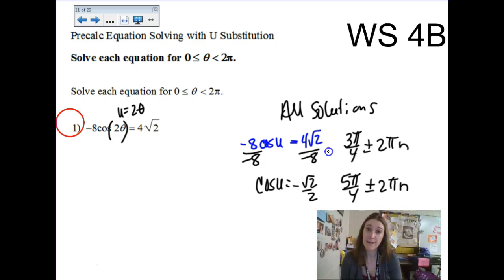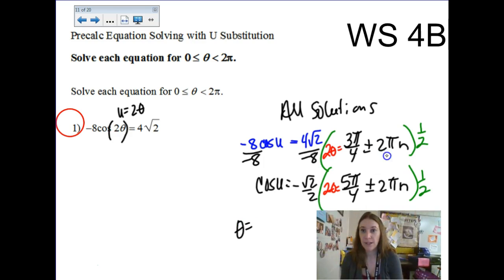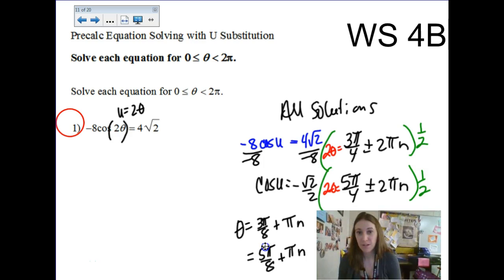But we don't even want that. We want to know what 2 theta is, because that's what u was. Every time I say that, I feel like I'm saying weird English. So if I divide everything by 2, which you can think of as multiplying by 1/2 if that's easier for your brain, I end up with theta equaling 3 pi over 8 plus pi n, and 5 pi over 8 plus pi n. Okay, so that's all solutions.